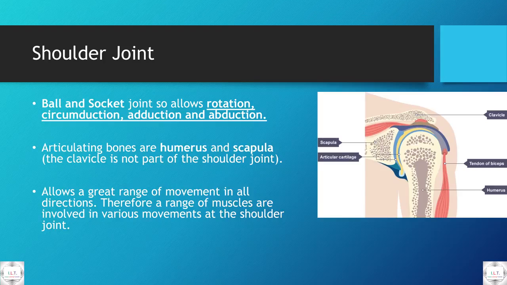So just to recap then, that the ball and socket allows a greater range of motion in all directions. Therefore, for every movement that occurs at the shoulder, there's going to be a wide range of muscles involved. So it's worth maybe giving a couple of examples yourself in your own notes of movements that can occur here. But the key point you need to remember is that the shoulder joint is ball and socket and it allows the full range of motion.